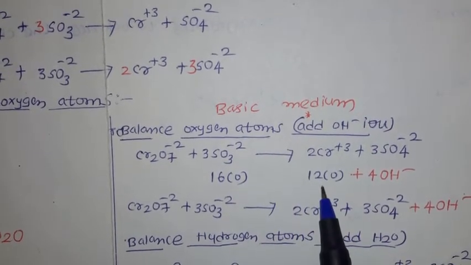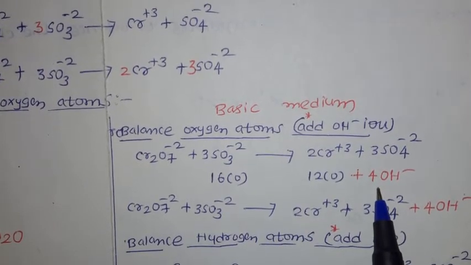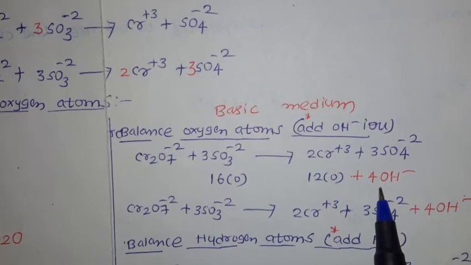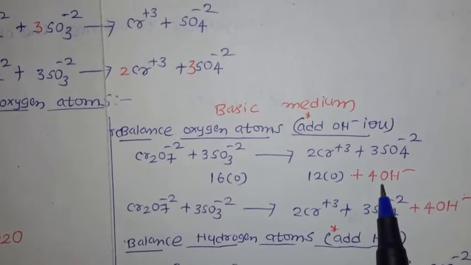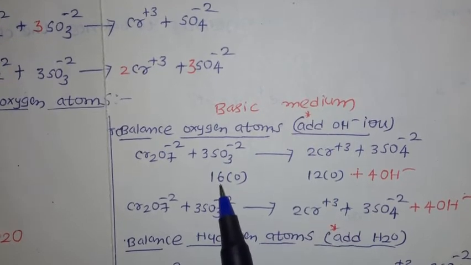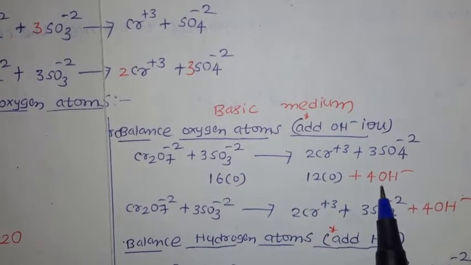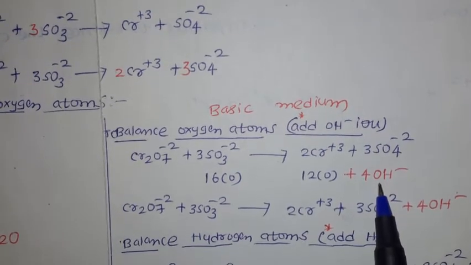So to balance that one, we are going to add 4 OH minus ions. Why? Because for 1 OH minus ion, you are getting one oxygen atom. So how many deficiencies do we have? To make the 16, this number means we have 4. So I am adding the 4 OH minus ions at the product side.